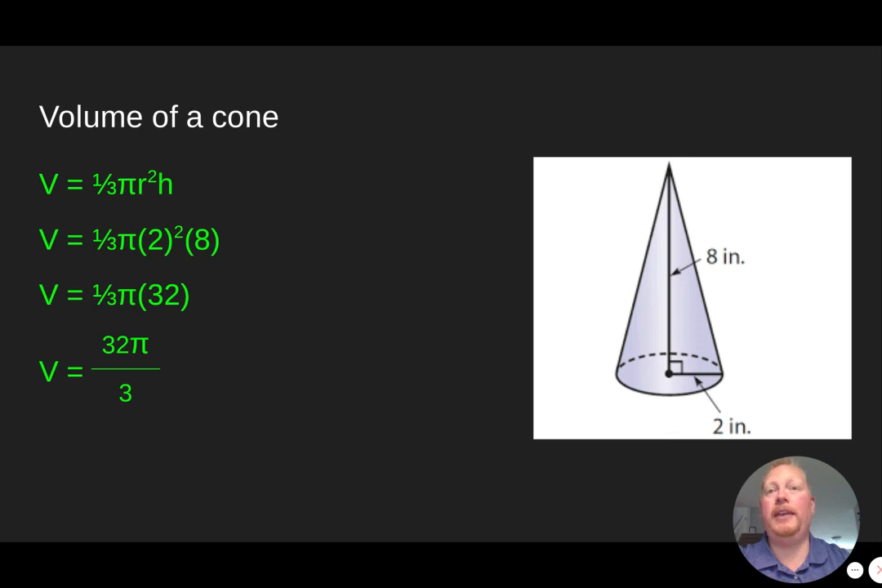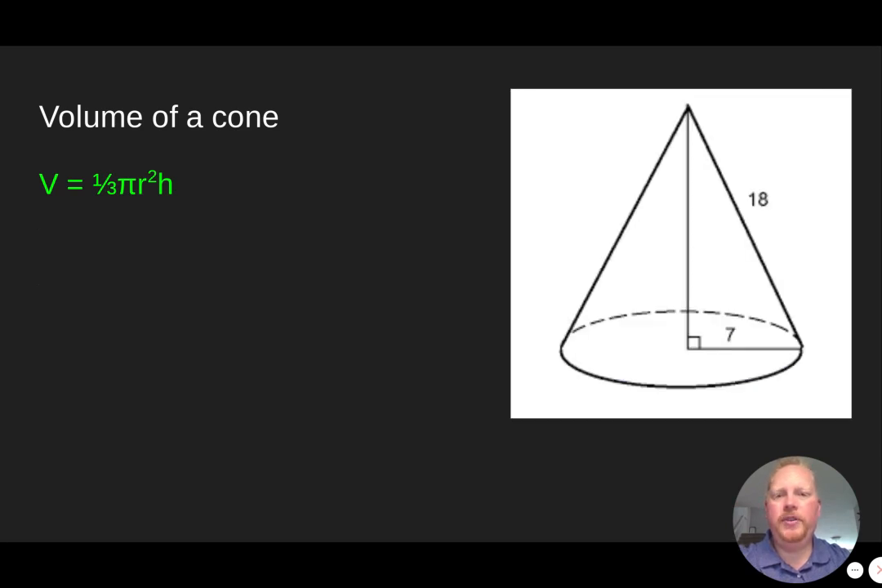And if MathXL wants an exact answer, that's what they're going to want to see. So be aware of that. If it doesn't come out to be a whole number, just leave it as a fraction. If pi is involved, leave pi in the numerator. Now, if they wanted a rounded answer, we can definitely plug that into our calculator, and that would give us 33.51 cubic inches.